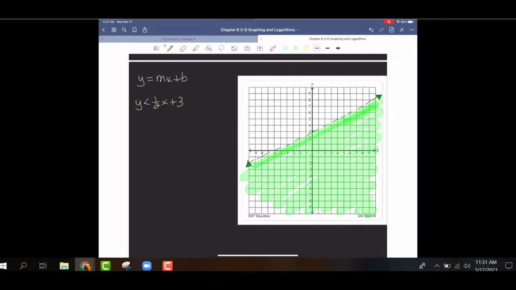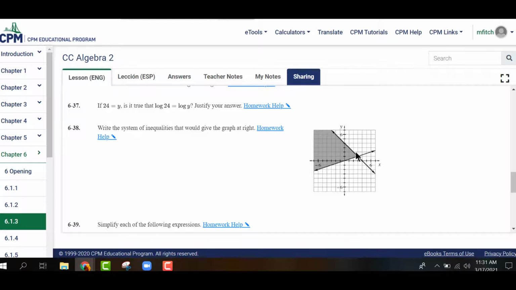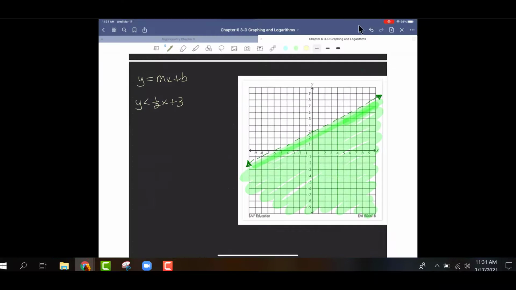You guys remember all that good stuff? Right? So then when it comes to the system of equations, like on that problem, you have to find the equation of this line, figure out if that's going to be greater than or less than, equal or not equal, and then you have to do the same thing with that other line, right? So you're doing it twice for 2 different lines. You good with those? All right.